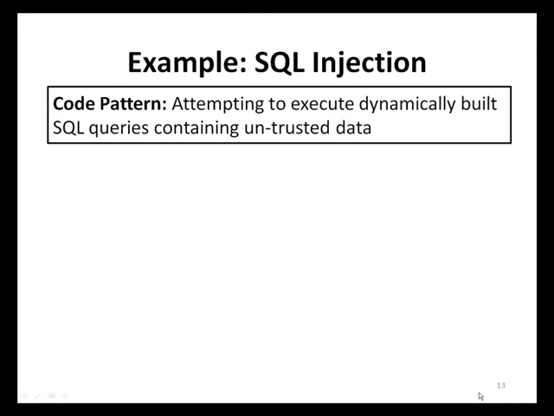SQL injection is another common vulnerability. SQL injection vulnerabilities are created in code whenever an application tries to execute a SQL query that has been dynamically built using untrusted data. Similar to the buffer overflow discussion, let's apply this pattern to some sample code to uncover a potential SQL injection vulnerability.